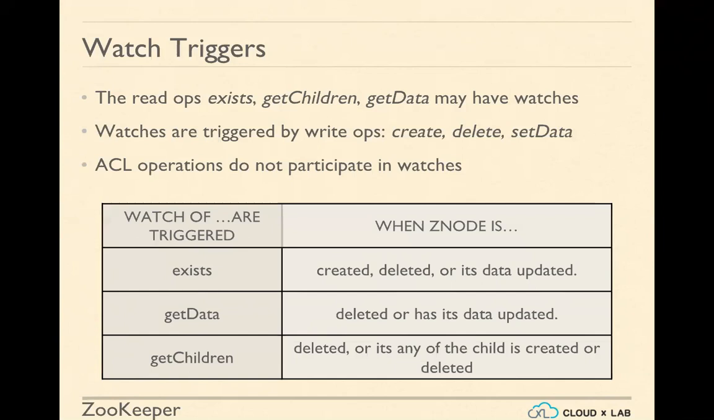GetData can be called on a Z node that already exists. A question from SP: so most of the trigger events occur underneath the hood when you call it from the API? Yes.